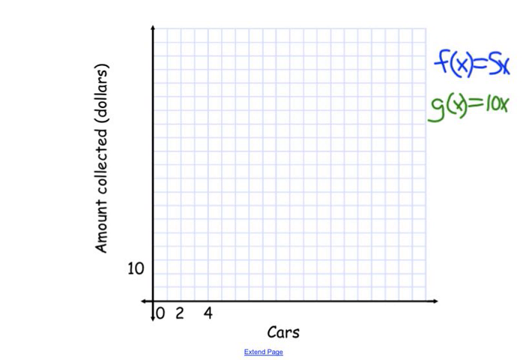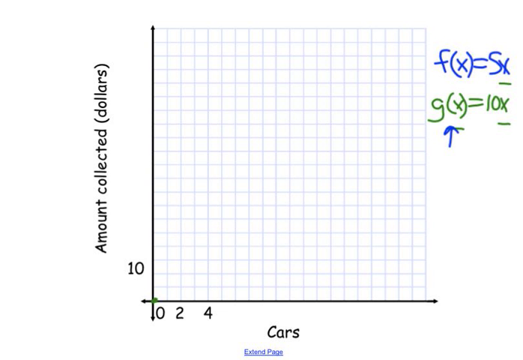And so what I'm going to do is I'm just going to plug in the values. Well, if there's 0 cars, if 0 people show up, both of them are going to be 0 right here. Doesn't matter which one. Both of them are going to be 0, because when the value of x is 0, then the g value or the f value is going to be 0 as well. So they both start at the same point, but then they move on from there.